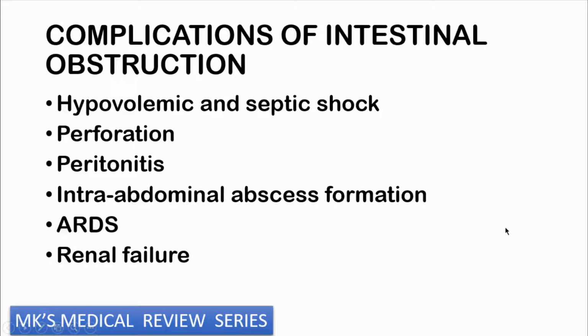So some complications that may be associated with intestinal obstruction include hypovolemia, septic shock. You may have perforation that may lead to peritonitis, that may lead to an intra-abdominal abscess that forms. Sometimes you may have acute respiratory distress syndrome, and you may have renal failure or acute kidney injury.